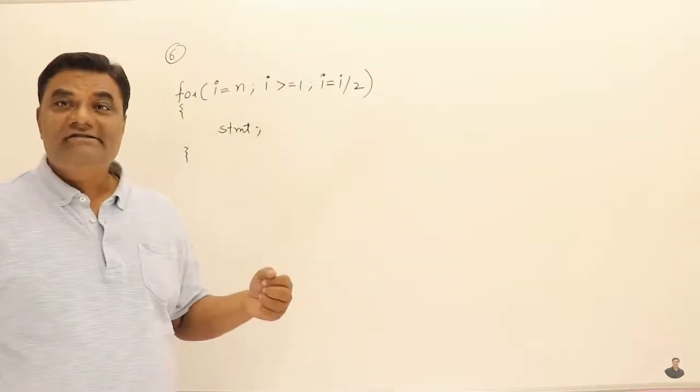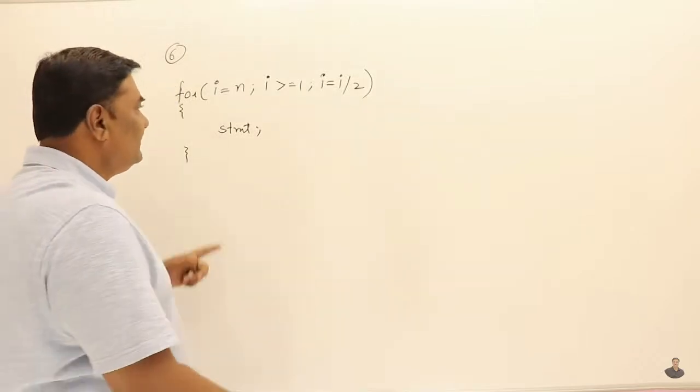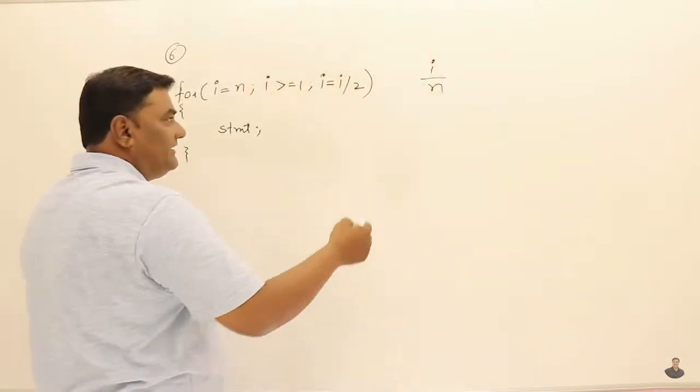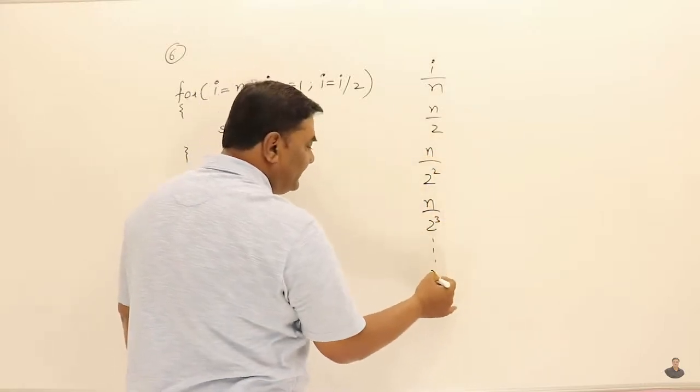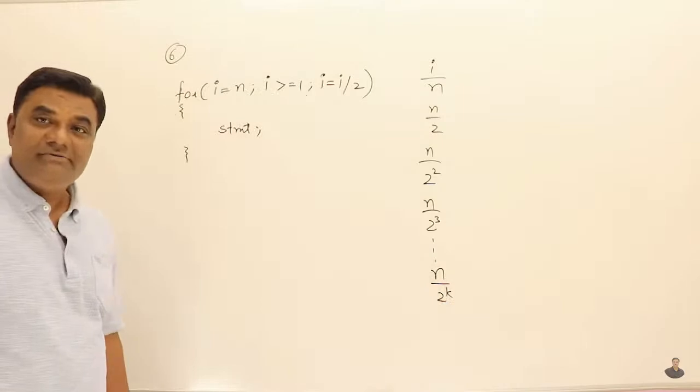Right. Another piece of code here, let us see how it's going to execute and what will be the time complexity of this one. See here, i is starting from n. The next time the i value is n by 2. The next time it's n by 2 square. Then n by 2 cube, and so on. How many times? n by 2 power k. We don't know the number of times, so we are assuming it as k times.